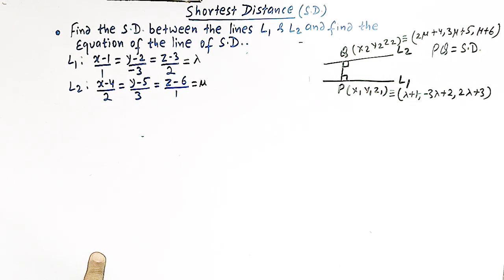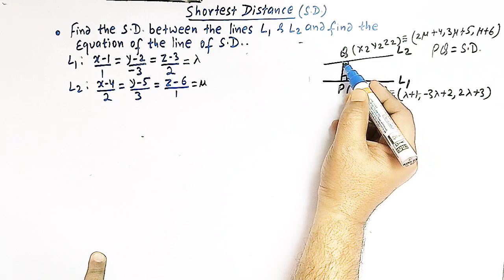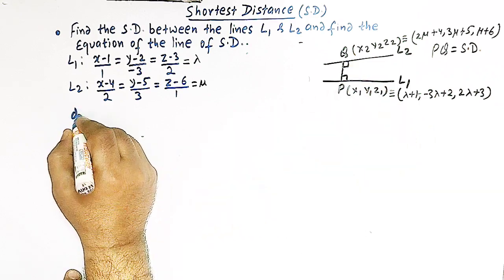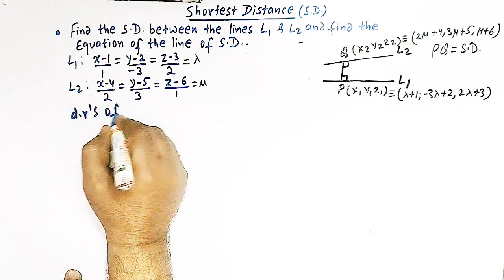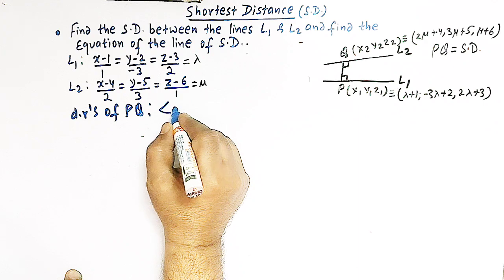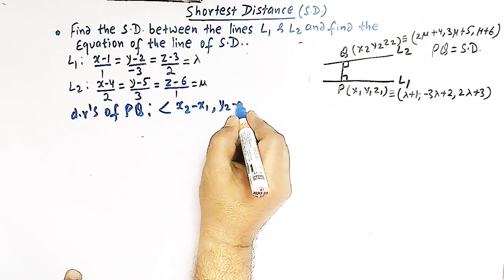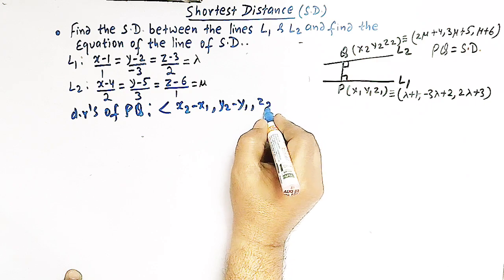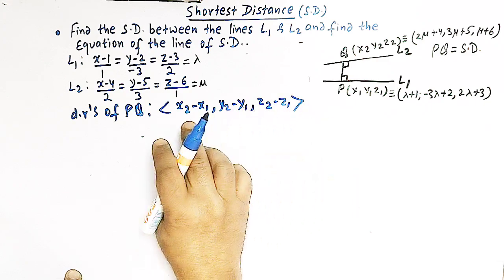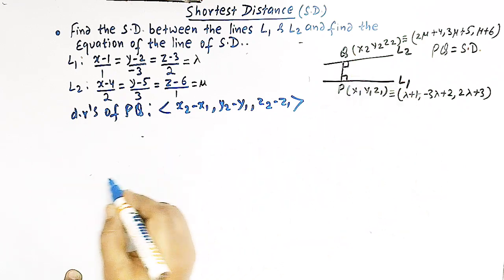So now the next step is to get the direction ratios of the line of shortest distance. So the direction ratios of PQ can be written like this, that is x2 minus x1, y2 minus y1, and z2 minus z1. So these three numbers give the direction ratios of the line of shortest distance.